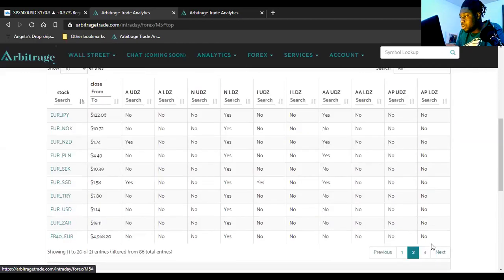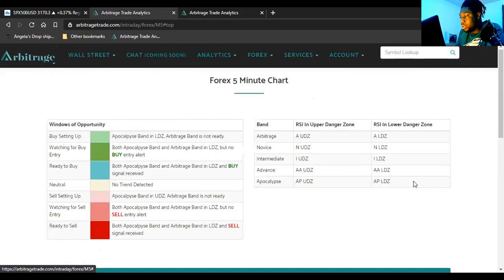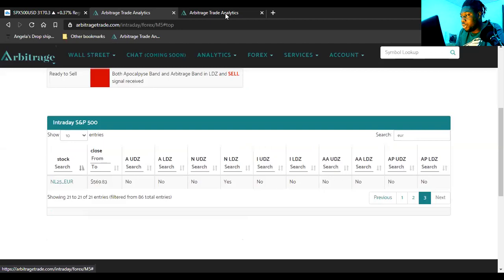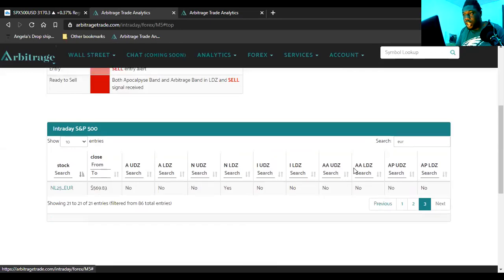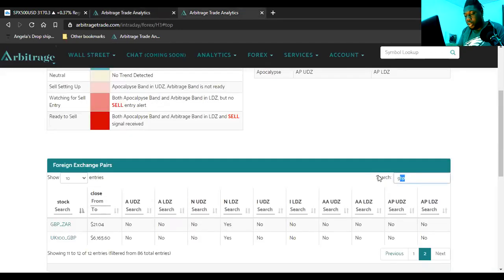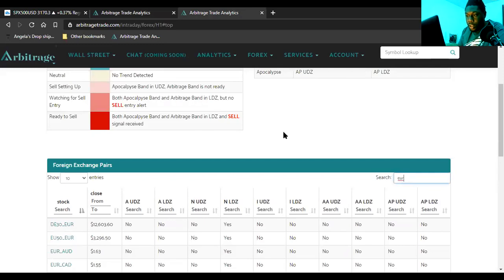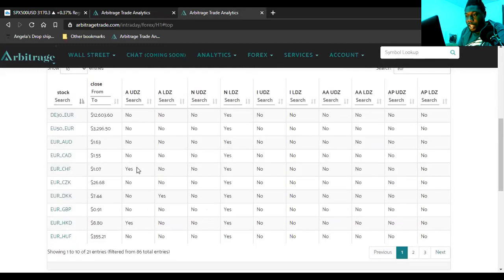No, no, no, no, no, no, no. And more no's. So go here just to check out EURCHF and see if it's confirmed. Yes, it is. So that's a check mark for me. Again, I don't trade this pair or the Hong Kong dollar. I don't trade that either.